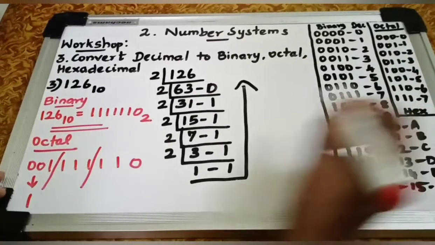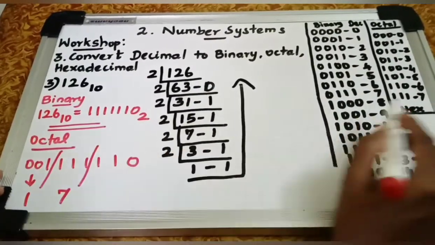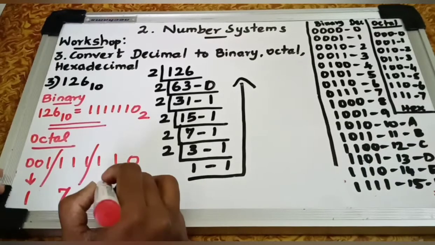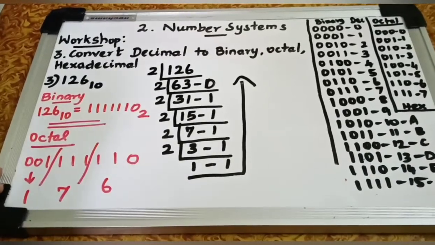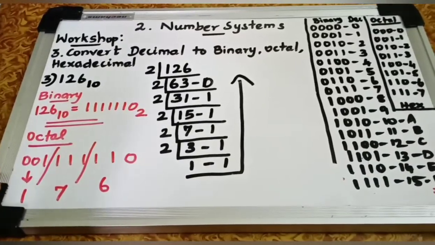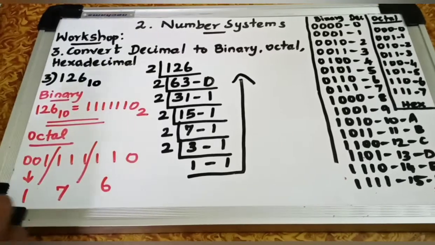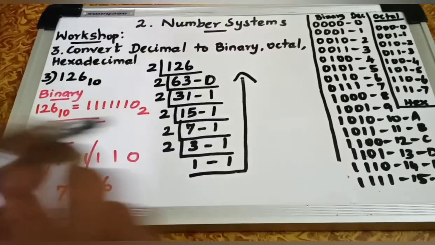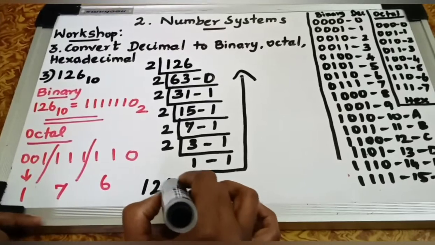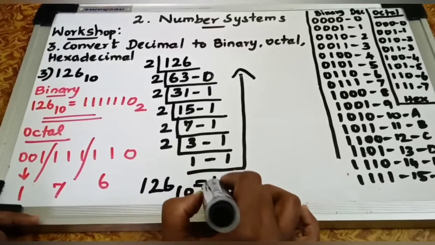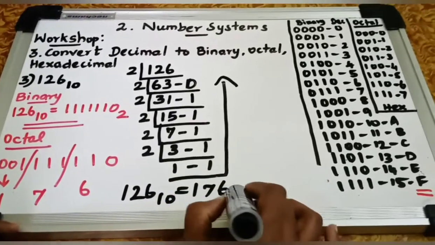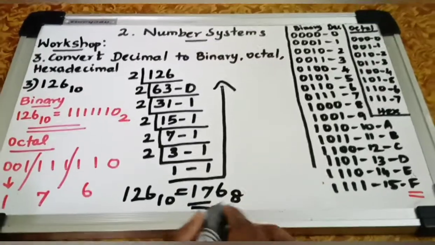Then 111 is 7. Then 110 is 6. So what is the octal value? 176. The equivalent of 126 base 10 is 176 base 8. So this is the octal equivalent.